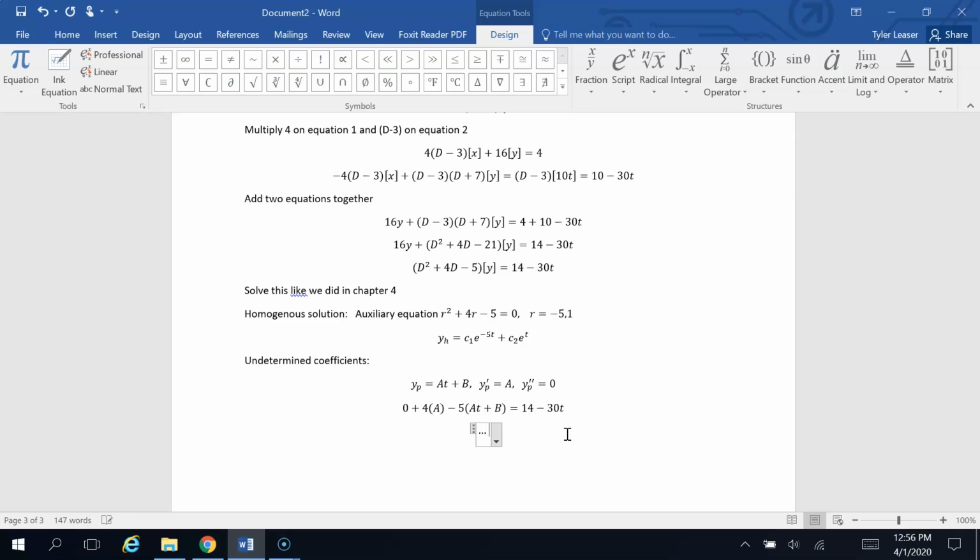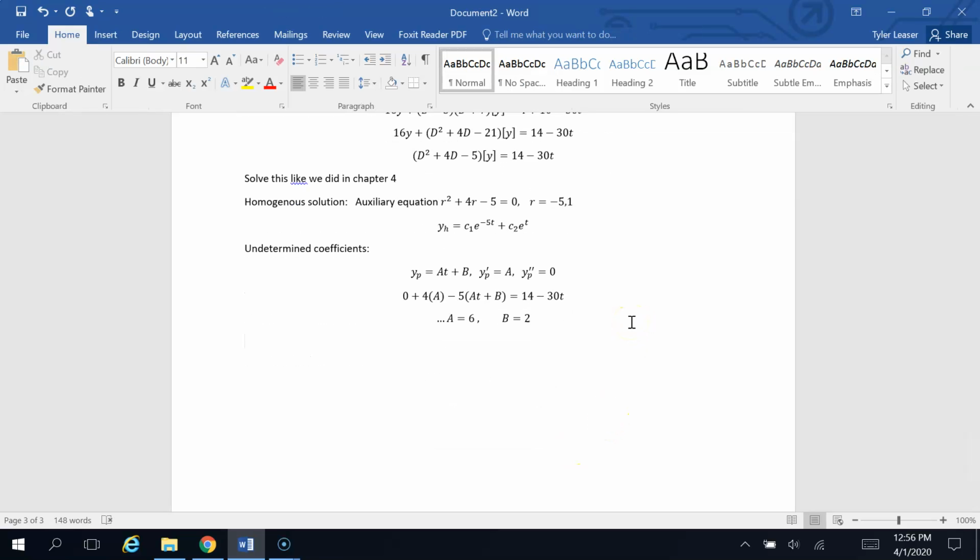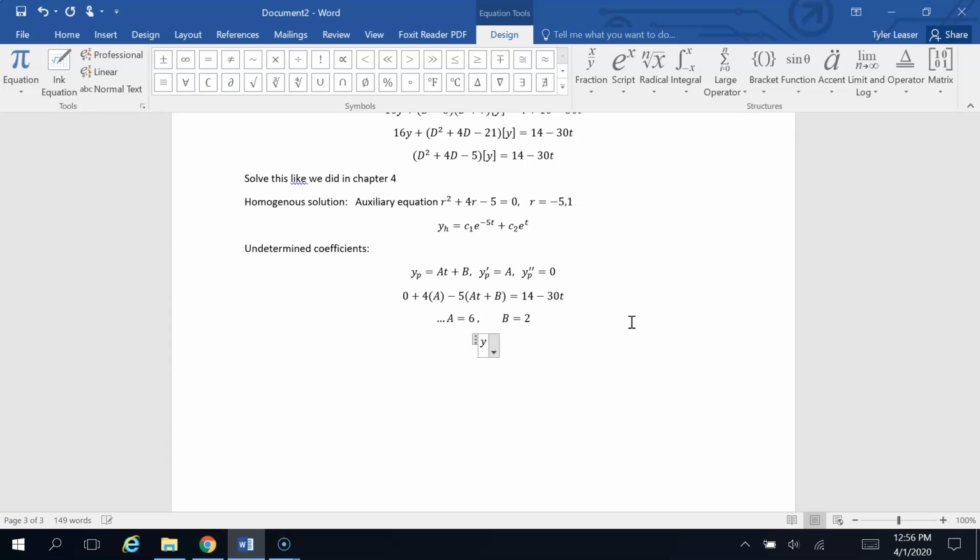It's not hard to do this, but you end up that a is equal to 6 and b is equal to 2. Okay, so that means that our full solution, y of t, is just going to be adding the homogeneous solution with this new particular solution that we just found.